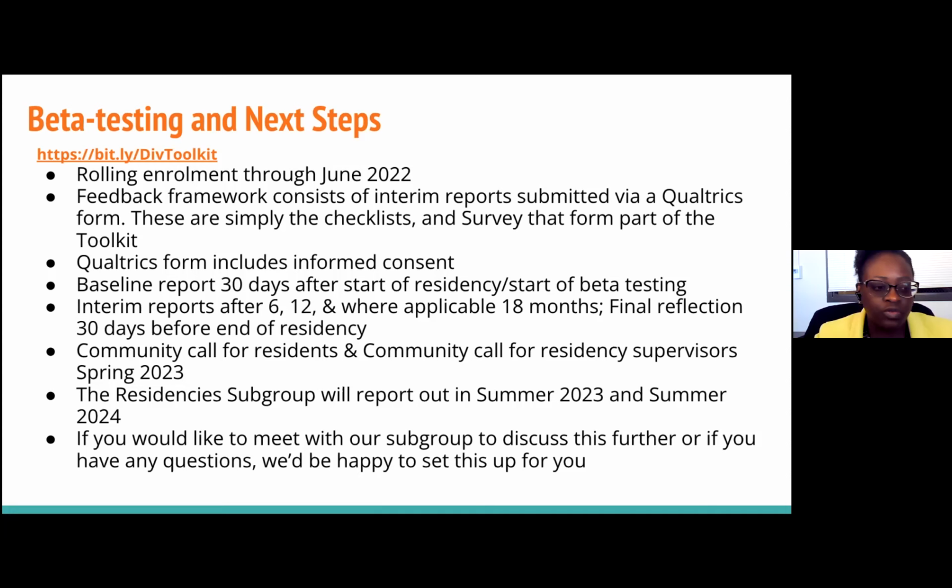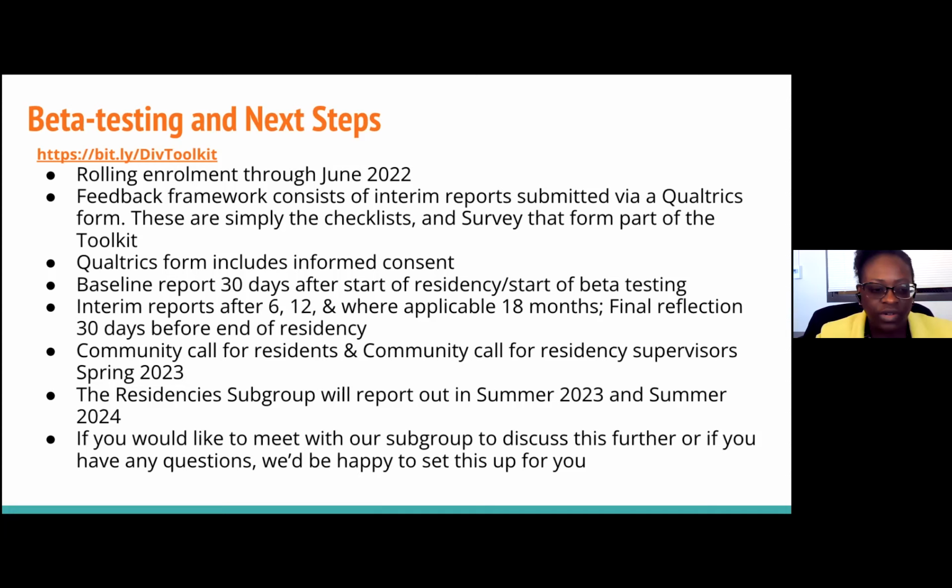So there's a reporting framework that we've developed, and it really just comprises the tools that form part of the toolkit: the pre-residency checklist, which incorporates questions about the establishment of the planning and steering committees, the mentoring checklist, and the residency support survey. These will be submitted at intervals during the term of the residency. Then institutions and residents will also be asked to submit a reflective report shortly before the end of the residency.